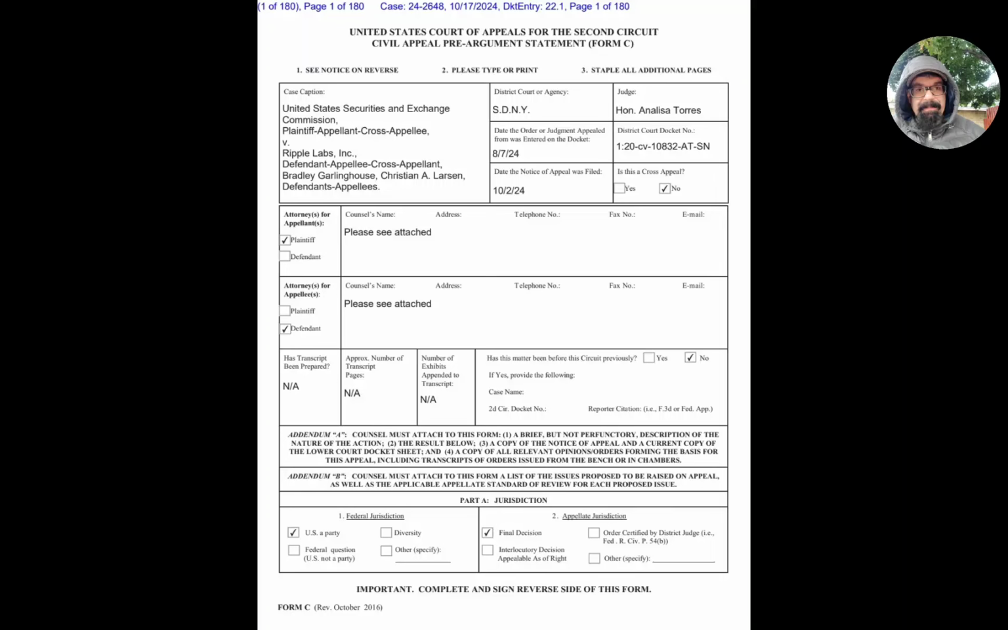So, in fact, they went forward with Form C. They've got the appeal filed. No harm, no foul. And now we see what happens tomorrow.